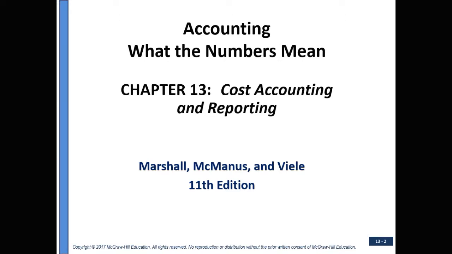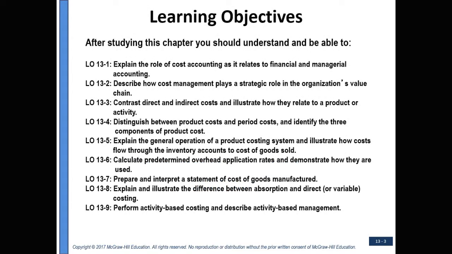Chapter 13, Cost, Accounting, and Reporting. After studying this chapter, you should be able to explain the role of cost accounting as it relates to both financial and managerial accounting. Describe how cost management plays a strategic role in an organization's value chain. Contrast direct and indirect costs and illustrate how they relate to a product or activity. Distinguish between product costs and period costs and identify the three components of product costs.